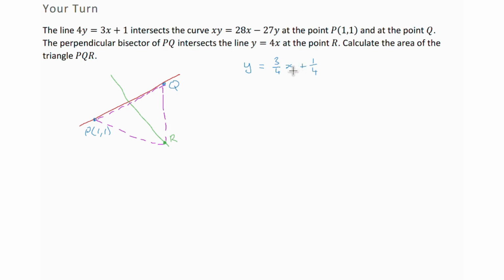And given that P and Q are the intersection of this line with this curve, we're going to substitute this into this equation. So we get x times, but instead of y, I'm going to have 3/4 x + 1/4, equals 28x take away 27y, but y is this thing again, so 3/4 x + 1/4.